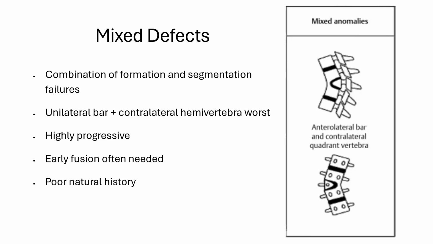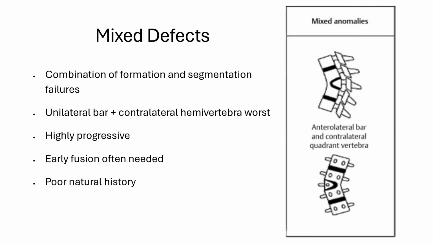The most notorious combination involves a unilateral bar on one side with a contralateral hemivertebra on the opposite side. This creates what spine surgeons consider the worst-case scenario because you have growth restriction on one side combined with asymmetric growth promotion on the other side. Picture this as having a brake applied to one side of a car while pressing the accelerator on the other side. The result is rapid, uncontrolled turning that becomes increasingly severe over time.